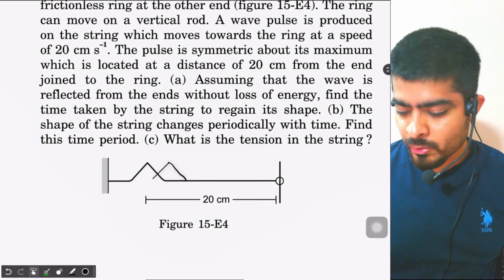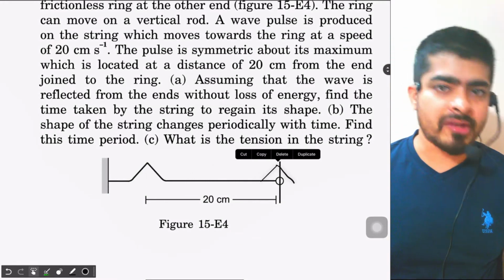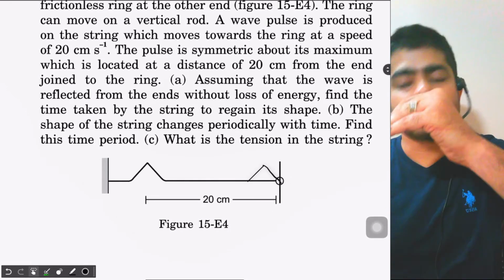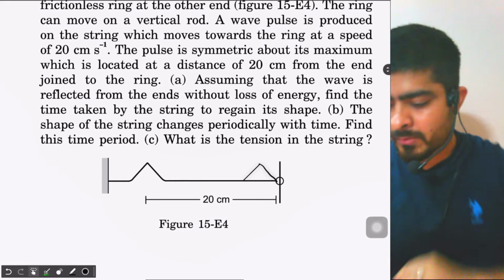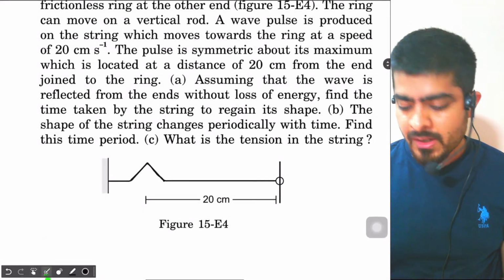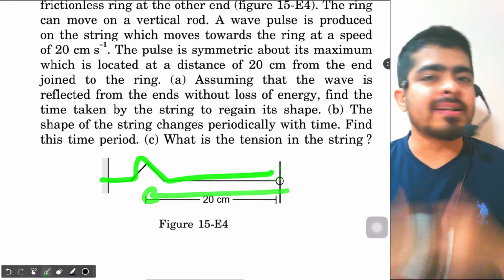This is your pulse going. It will travel a distance of 20 centimeter to reach the end of the string, and again it will come back in the same direction. It will still be a positive pulse, it will not be a negative pulse. So it is coming back again. It has to travel a distance of 20 centimeter, so it has to go by 20 centimeter and come back by 20 centimeter. Then the string will be again in its original shape.